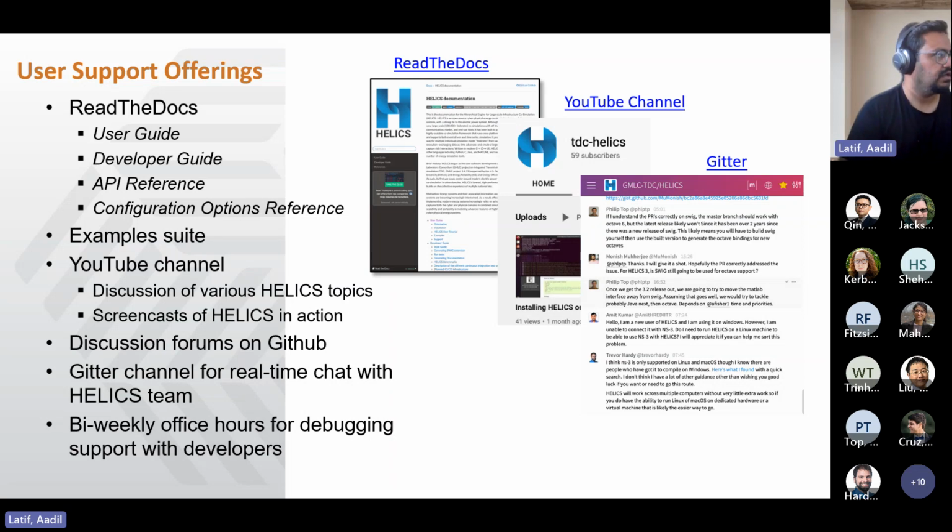We have a user guide that is for beginners. We've got a developer's guide; if you want to extend the capabilities, you should look into that. We've got a very thorough API reference, so any method calls within the API are very thoroughly documented. Configuration options and reference to those are available as well. We've got a very good example suite now as well. We start from very simple examples and we touch very complex examples like co-iteration and all of those pieces. We've got a YouTube channel as well that discusses various topics, and then we've got screencasts for Helix in action as well.